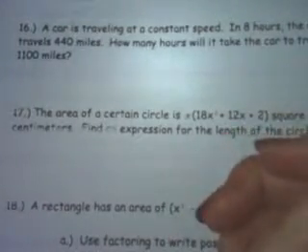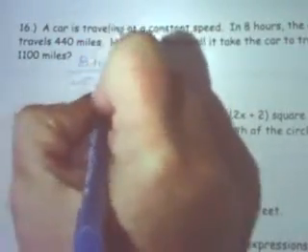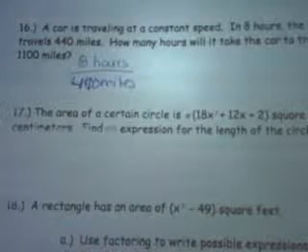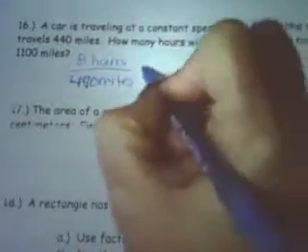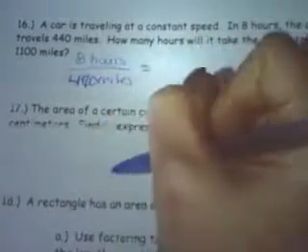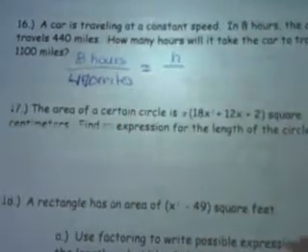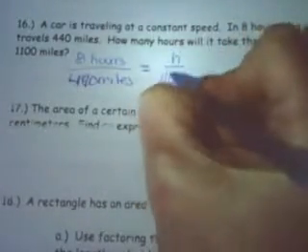Okay, 16. A car is traveling at a constant speed. In 8 hours, the car travels 440 miles. How many hours will it take the car to travel 1,100 miles? Well, this is where I can set up a proportion because it's going to be hours over miles. And I'm trying to find how many hours this car can travel in 1,100 miles.